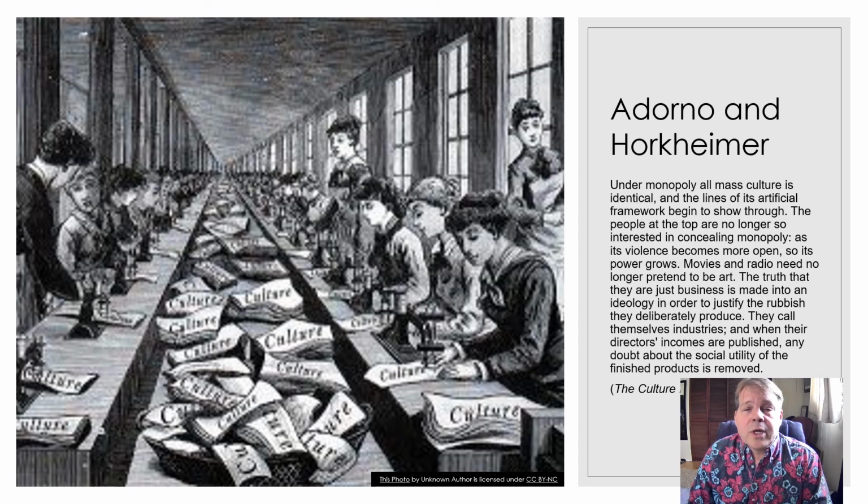So Theodor Adorno and Max Horkheimer, from The Culture Industry, were talking about this, and I'm just going to quote them here. "Under monopoly, all mass culture is identical, and the lines of its artificial framework begin to show through. The people at the top are no longer so interested in concealing monopoly. As its violence becomes more open, so its power grows. Movies and radio need no longer pretend to be art. The truth that they are just business is made into an ideology in order to justify the rubbish they deliberately produce. They call themselves industries, and when their directors' incomes are published, any doubt about the social utility of the finished product is removed."